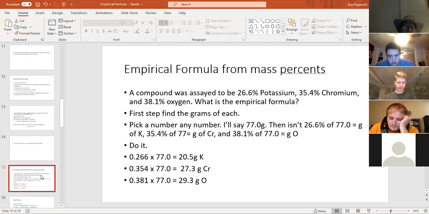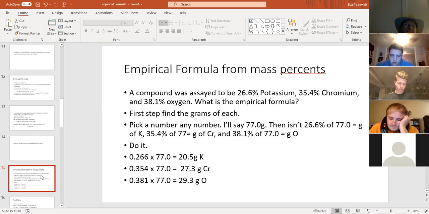That's one way to do it, from the masses. We're going to get masses again in a second. A compound was assayed to be 26.6% potassium, 35.4% chromium, and 38.1% oxygen. What is the empirical formula? Now, at first, this freaks you out, because you don't have any grams. You have nowhere to start from.